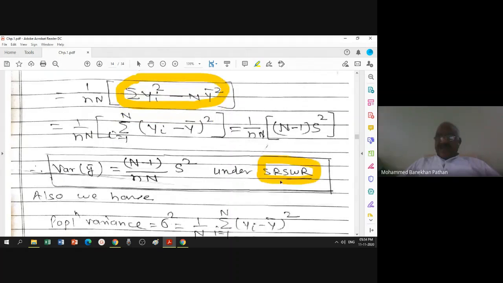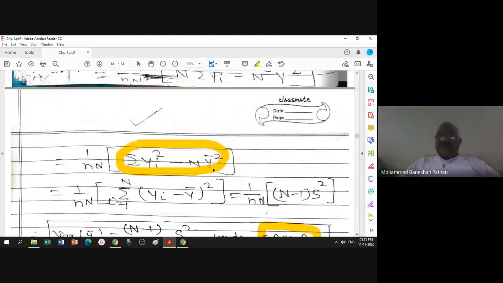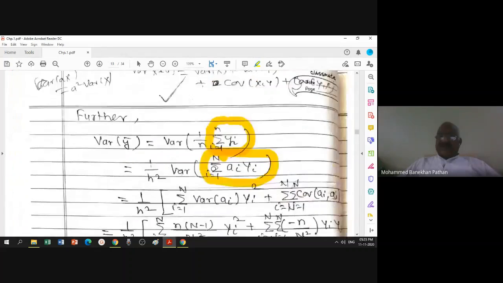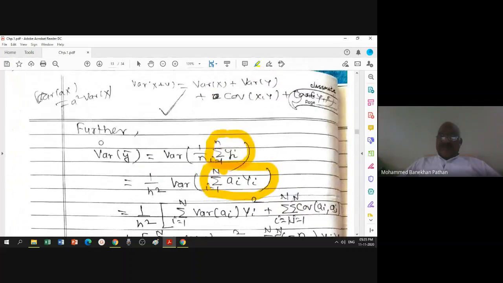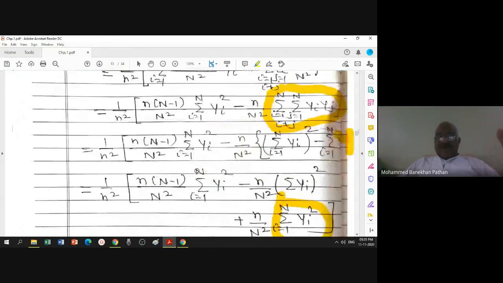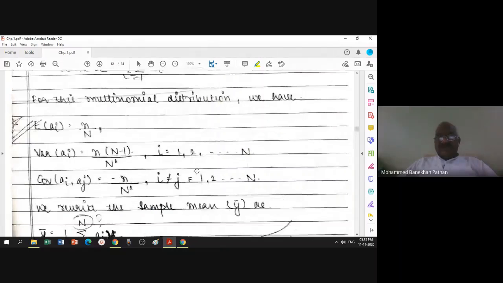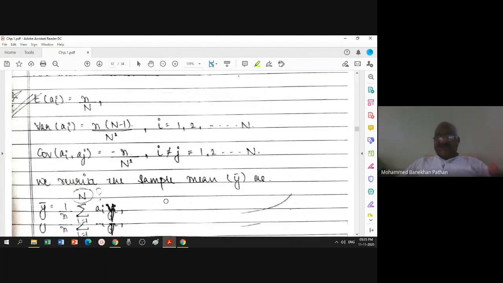This is the end of your topic. What topic? Obtain the variance of the sample mean under with replacement. So you have to begin from this onward. What is above? It is the notations and formulas to be remembered for derivation. This is not a necessary part of the derivation.